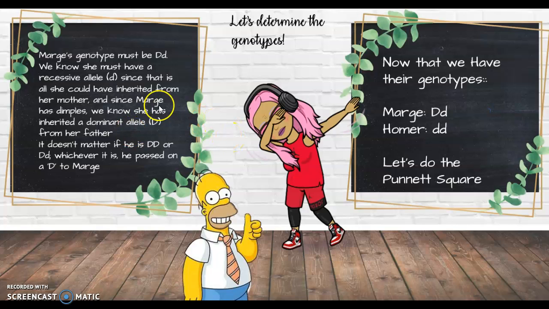For her dad, she would have had to get a small one or a big one, and we know that he had to pass on a big D. So it doesn't even matter what he is. We don't know it, and we're not going to be able to figure that out. But we do know that he had to pass a big D to Marge because she has dimples, and her mother gave her a small d, and that would not have given her dimples. So now that we have their genotypes, Marge, which is heterozygous, and Homer, which is two small d's, now we can do our Punnett Square.